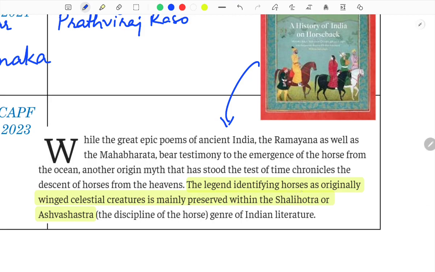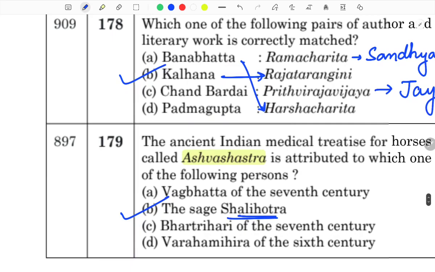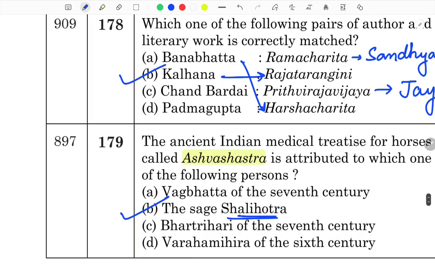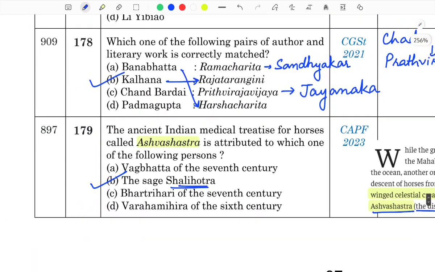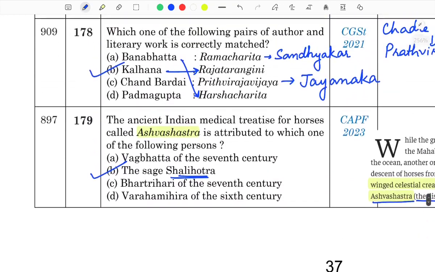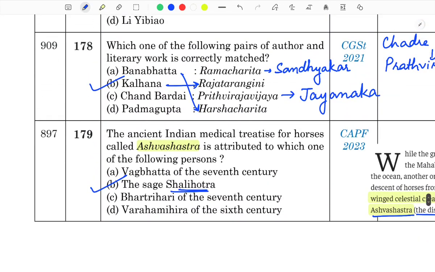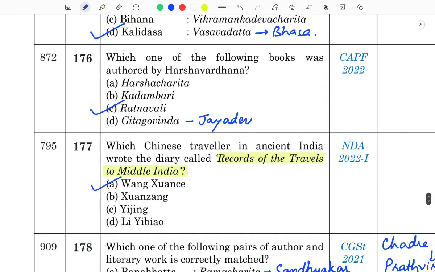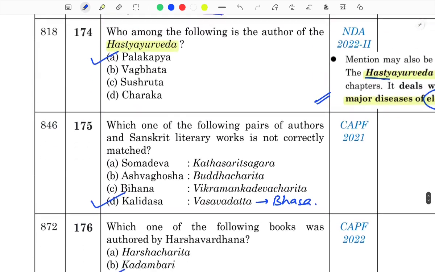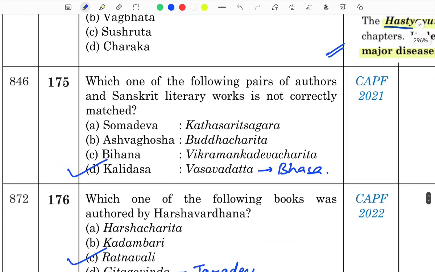The legend identifying horses as originally winged celestial creatures is mainly preserved within the Shalihotra or Ashwa Shastra, the discipline of the horses genre of Indian literature. So this is yours, the sage Shalihotra. Okay, so these were the two interesting questions on elephant as well as on horse. The remaining in between, easy questions, very easy.